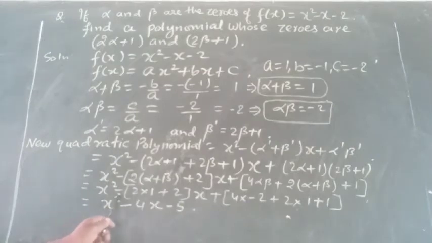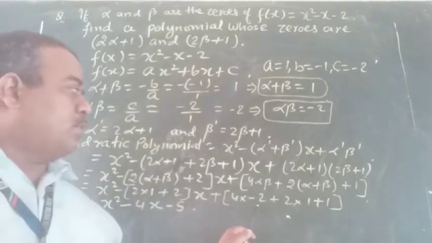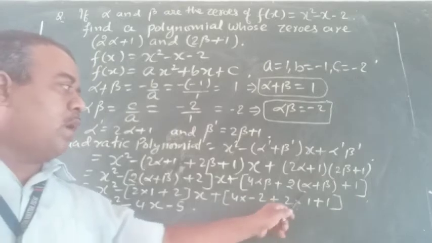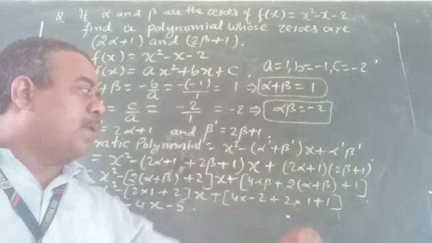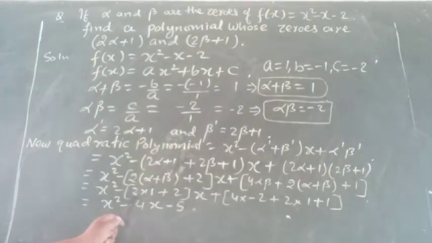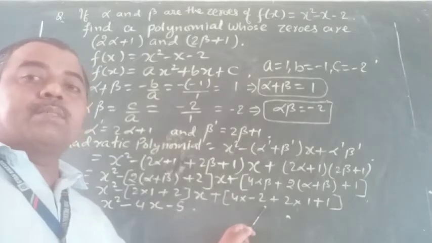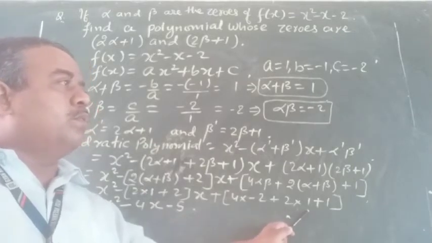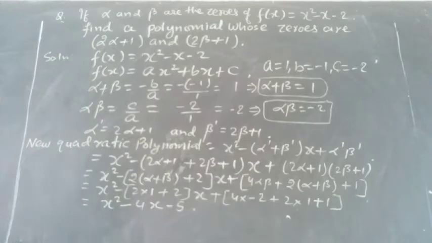So x square minus (2 into 1 plus 2) into x plus 4 into minus 2, the alpha beta value, plus 2 into alpha plus beta value 1 plus 1. So x square, 2 plus 2 is 4, so 4x. And here it is 4 into minus 2, which is minus 8, plus 2 minus 6, plus 1 minus 5. The new quadratic polynomial is x square minus 4x minus 5. Clear, my dear? Any problem?